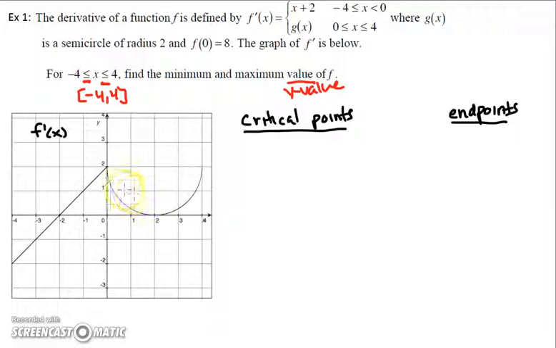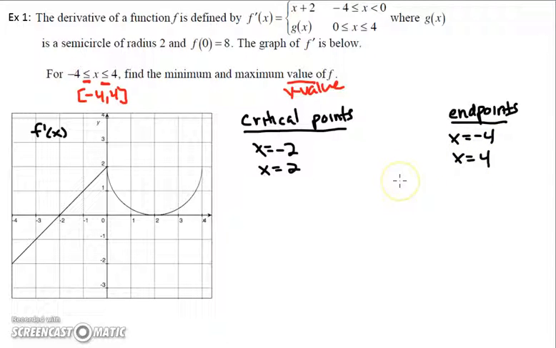So our derivative is 0, so the y values are 0 at x equals -2, and right here at x equals 2. Our endpoints are going to be -4 and 4. They tell us that right there, so x equals -4 and x equals 4.